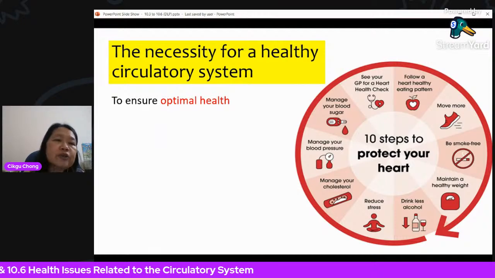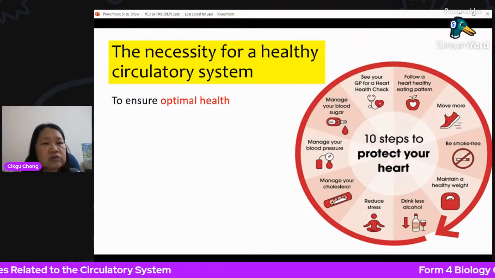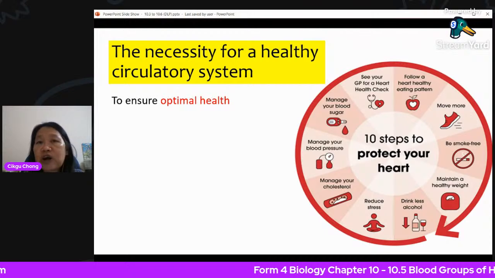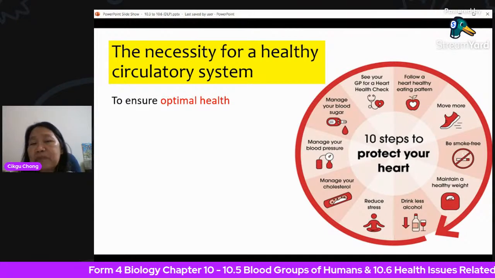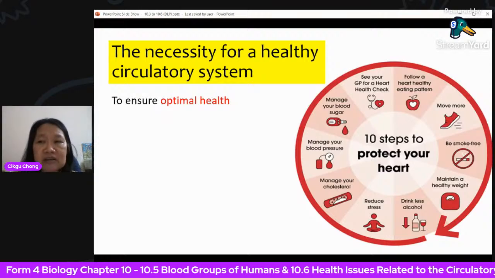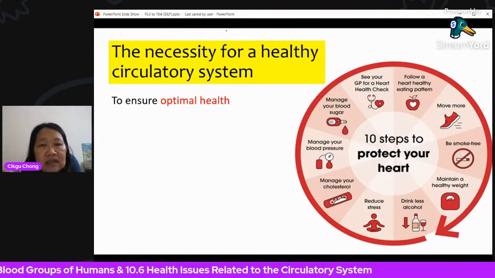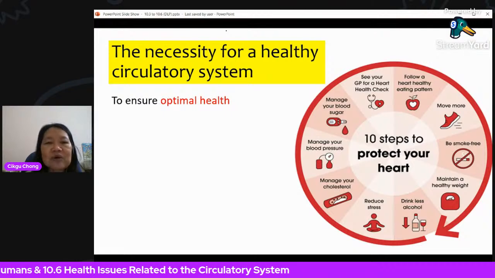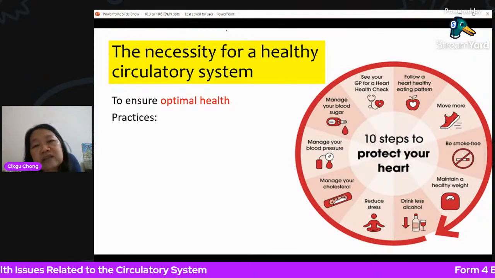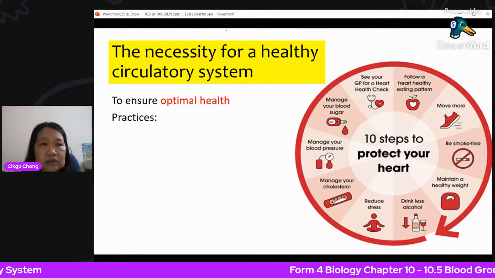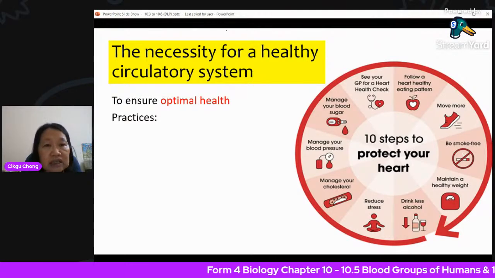Number one, why do you need to have a healthy circulatory system? Number one is to ensure optimal health. Nobody wants to die early, right? Everybody wants to live as long as they can, to enjoy life, to see their children grow up and to see the grandchildren and so on. Nobody wishes to die early. If there is, there's something mentally wrong with the person. So what are the things that you should do in order to look after your heart so that you do not have problems with your circulatory system?